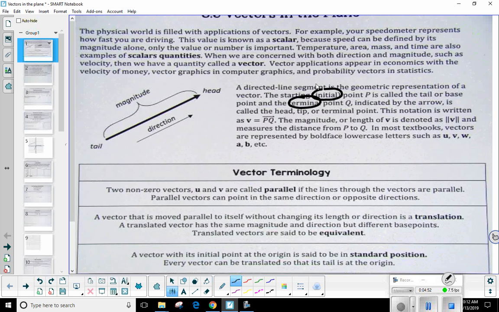Now this notation is written as V equals PQ. Now you'll notice from geometry, that little symbol up top, you'd probably go ahead and say what?